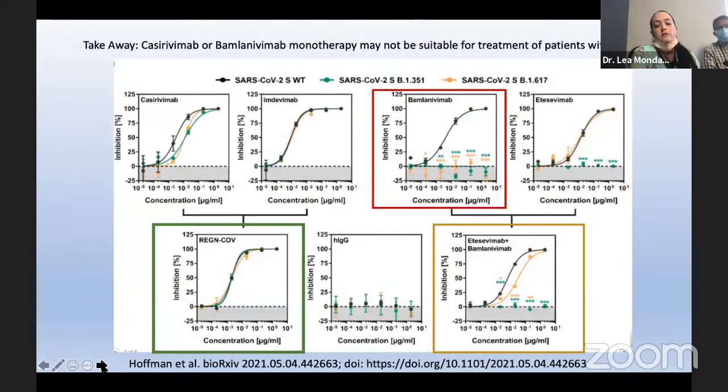So the takeaway from this is that caution should be used with BAM alone. It really is probably not going to be effective for B1617. The yellow box there around the combination that we're using in the States, in many states, it probably is less effective. You can see the yellow line, which is the B1617 variant, is slightly shifted to the right. It should be where the black line is. Whereas the RAIN-CoV-2 in the green box, which is the combination you'll be getting, appears to be equally effective at inhibiting both wild type, B1351, which is South African, and the Indian variant B1617.